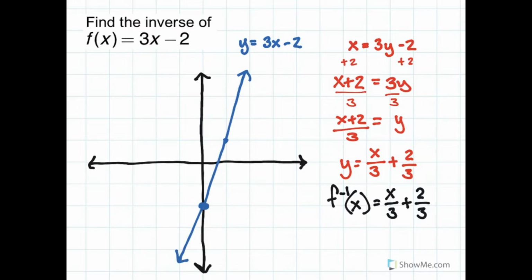And the inverse graph has slope 1/3 and y-intercept 2/3, so it goes through 2/3, and then for every 3 that it goes over, it goes up 1. So something like this red line here. Now how are those two graphs related?